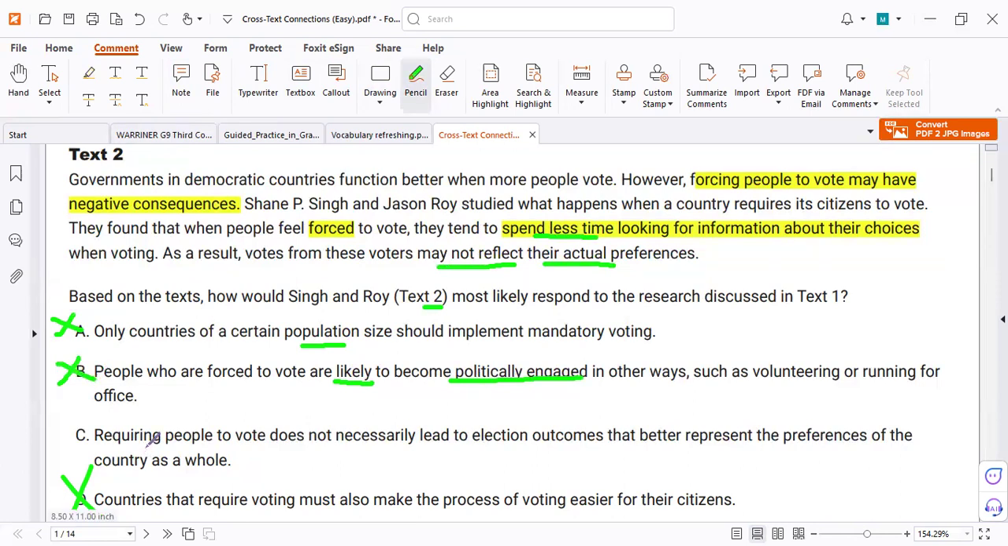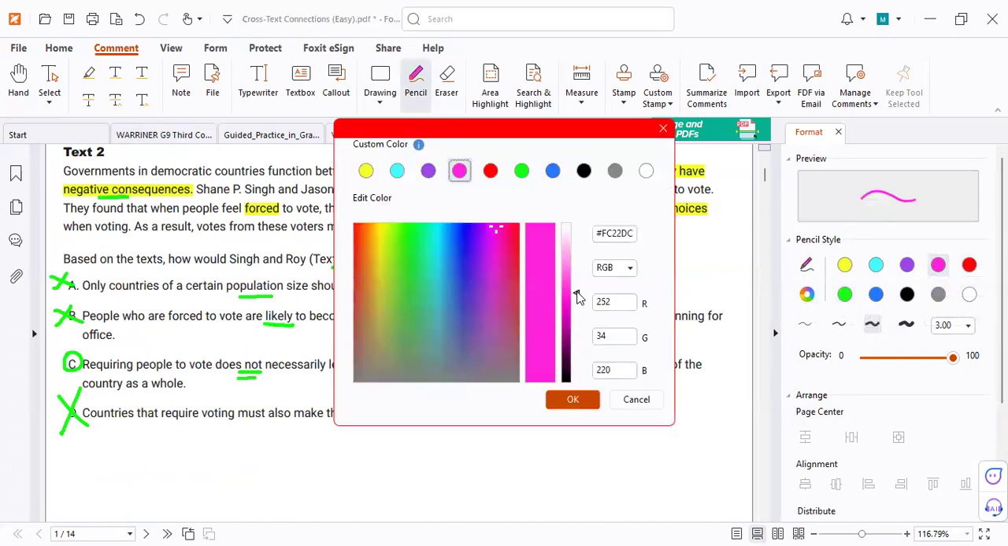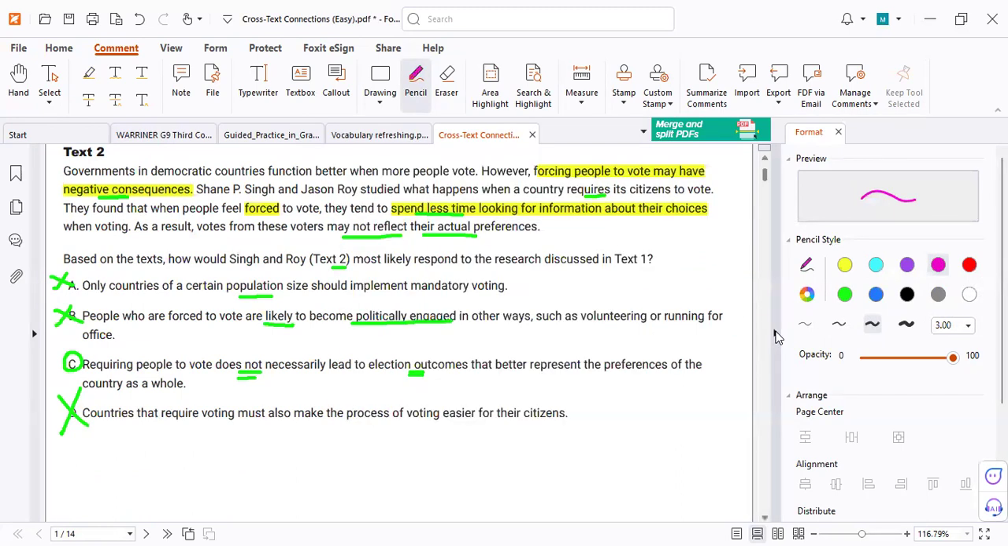But look, requiring people, as he mentioned here, to vote does not necessarily lead to election outcomes. As he said, it will lead to negative consequences, to outcomes that better represent the preferences of the country as a whole. So letter C is correct, as he mentioned it. Do you catch it? Yes. That is right. Now let's go to the next.